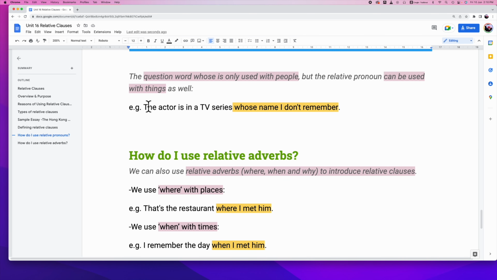Now, although the question word whose is used for people when you are asking a question, when it is used as a relative pronoun, we can use it for things as well as people. Let's take a look. The actor is in a TV series whose name I don't remember.